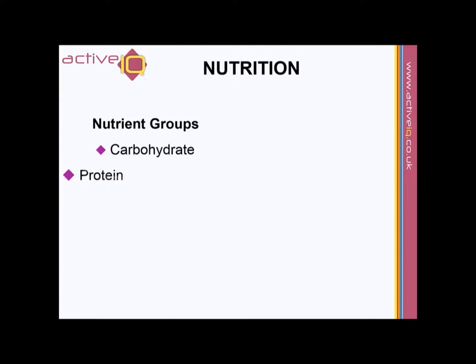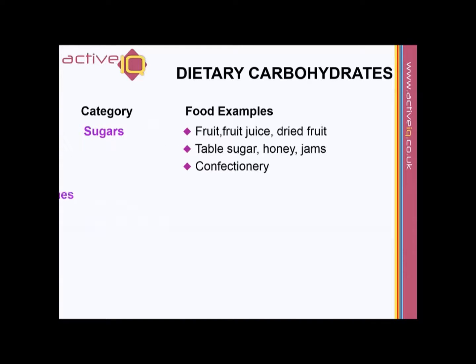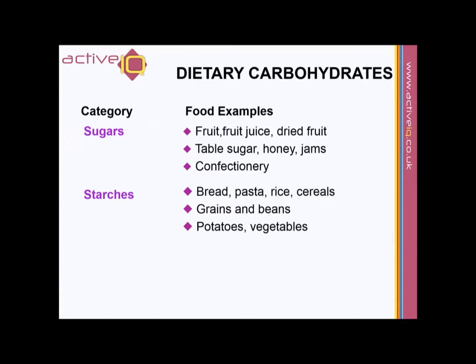Nutrient groups. We have carbohydrates, proteins, fats, vitamins and minerals. We're going to look at each of those one by one. Firstly, we're going to look at the carbohydrates. So sugars first. People are often surprised that sugar is a carbohydrate, but it is a very simple carb. Food examples of sugar are fruit juice, dried fruit, table sugar, honey, jams and confectionery.